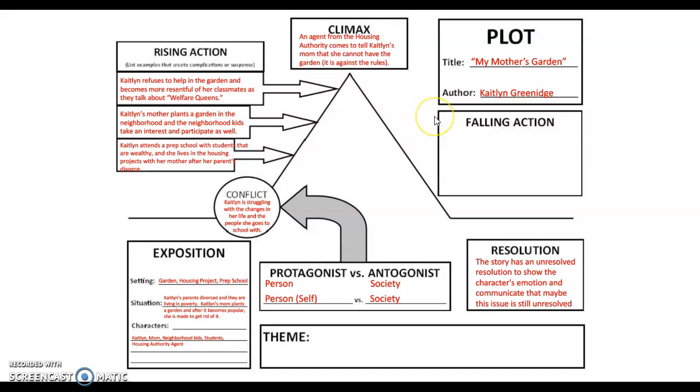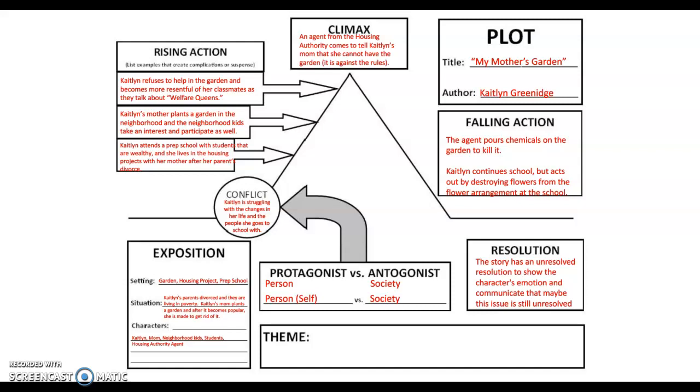So I want you to read the end of the story, like after the housing authority comes and says she can't have the garden. What happens after that? Go ahead and pause the video, read what happens after that, and then write it in this falling action box. So for the falling action, the agent pours the chemicals on the garden to kill it. You should have found that in your text after the climax.